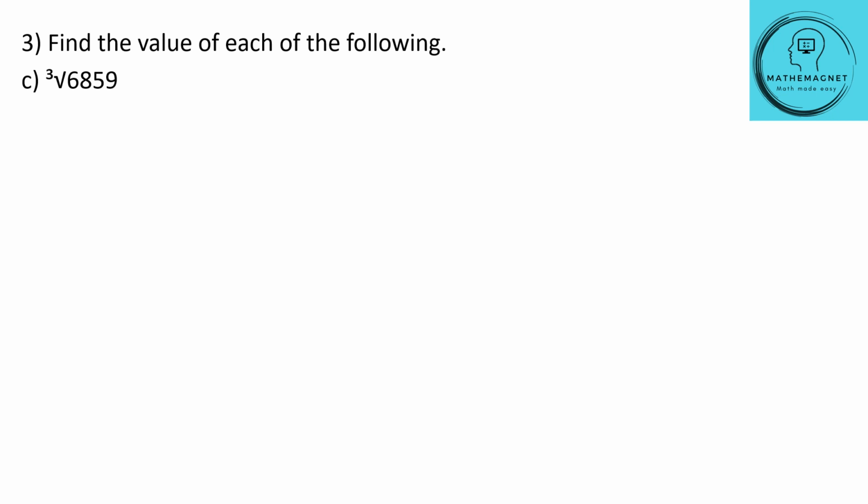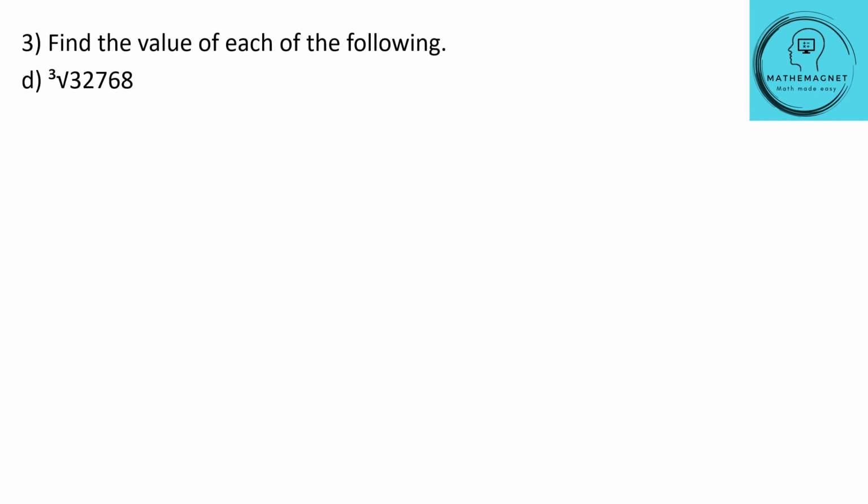Similar to the previous questions, we will find it using the prime factorization method. Now 6859 is only divisible by 19. Now 19 comes 3 times. So to find the cube root, we will have to consider the numbers that repeat 3 times as only once. So in this case, it is only 19 and that is repeating 3 times. So the cube root of 6859 will be equal to 19.